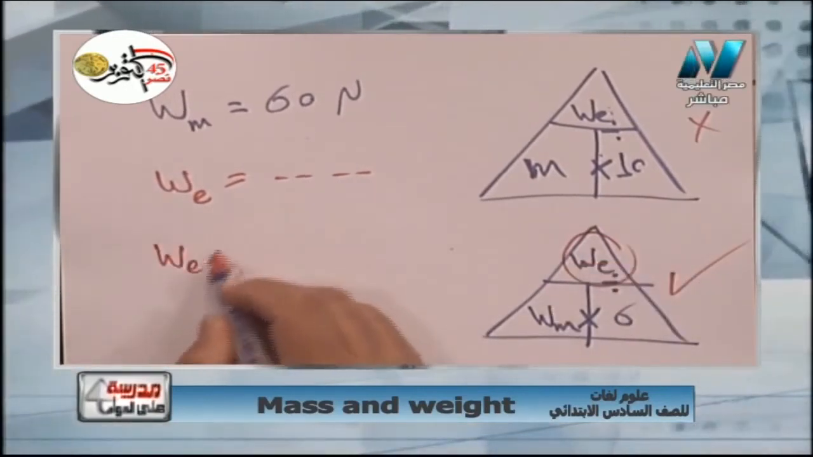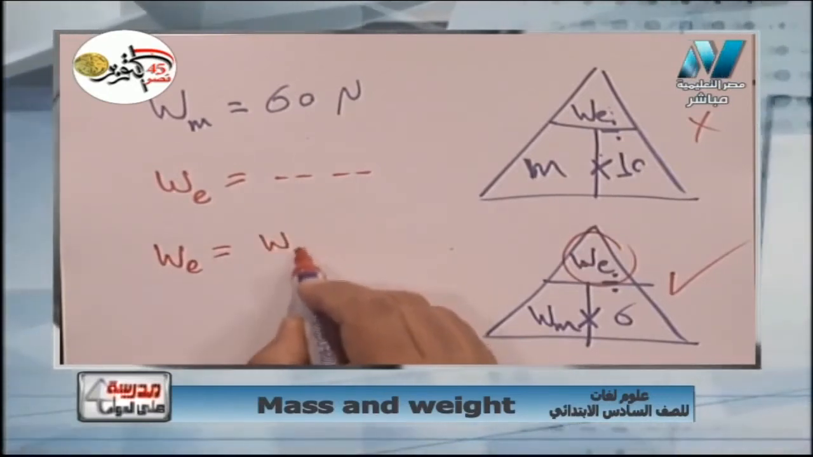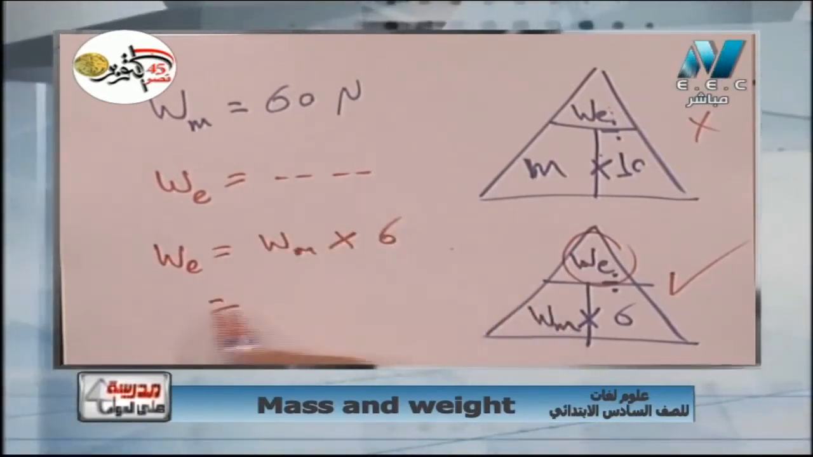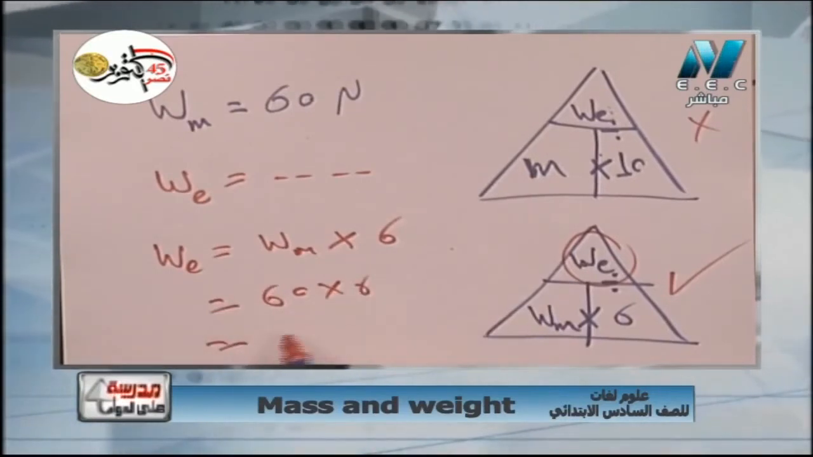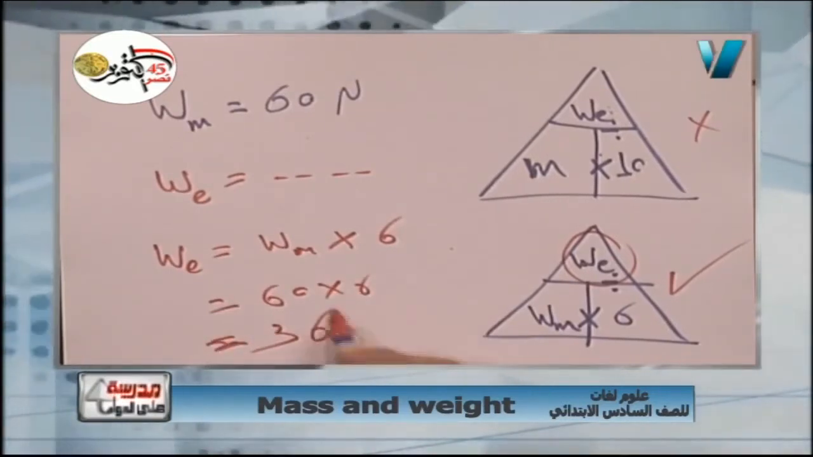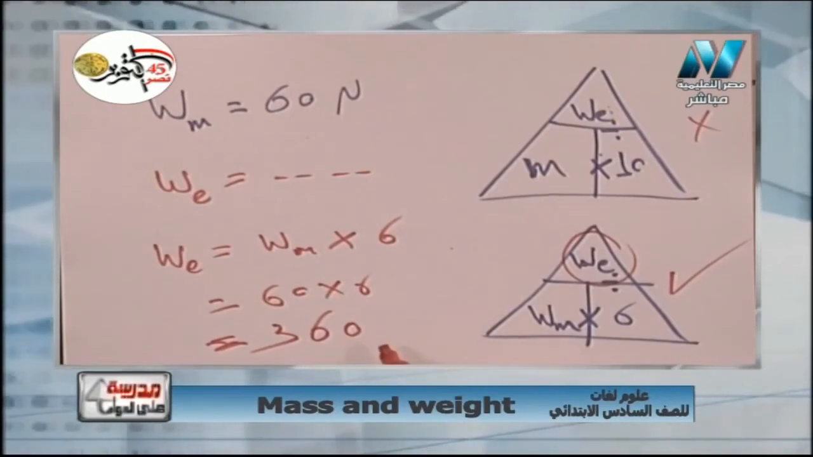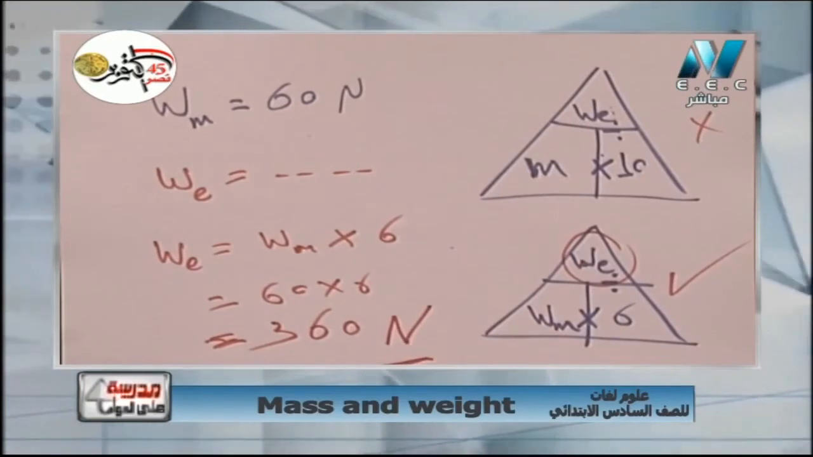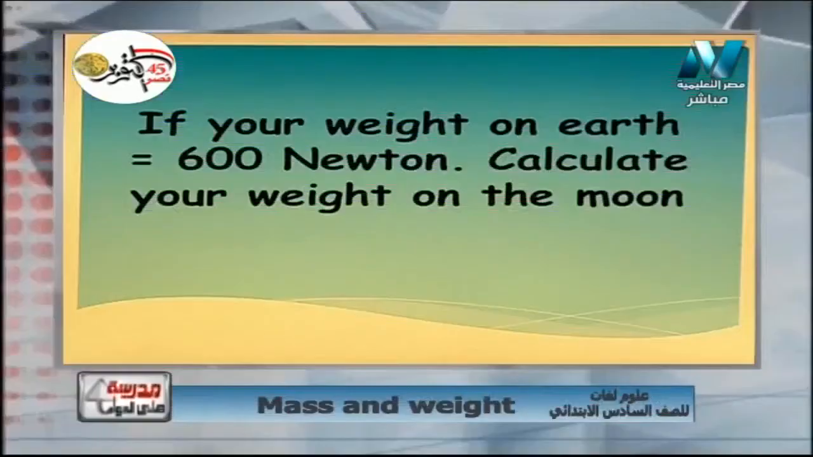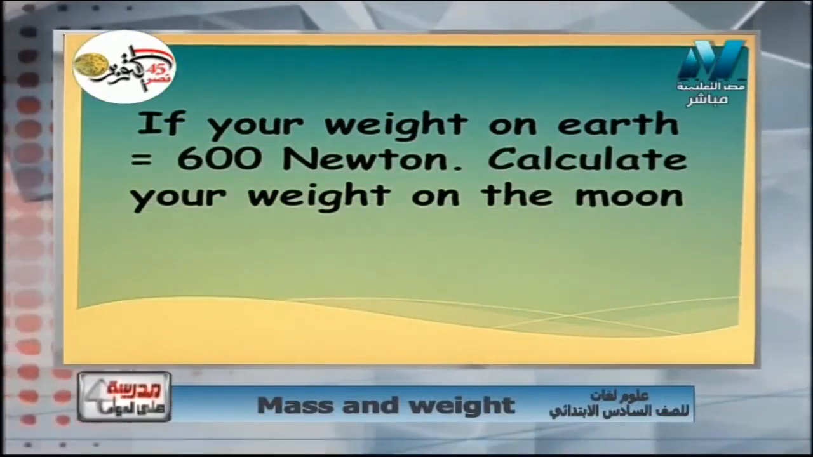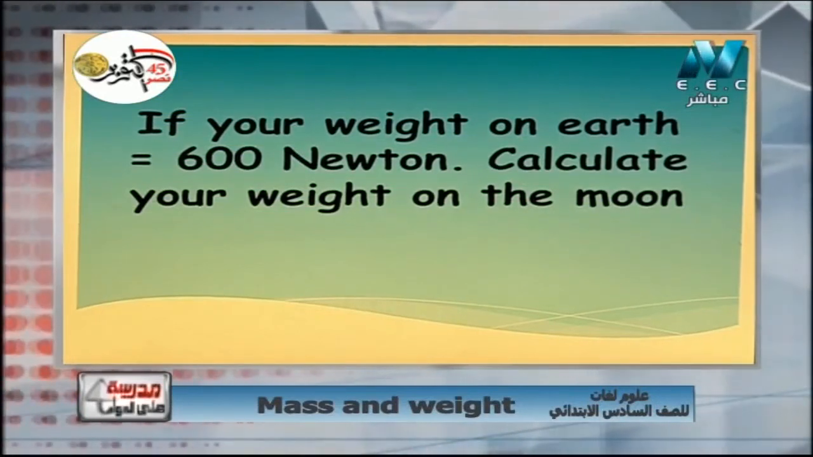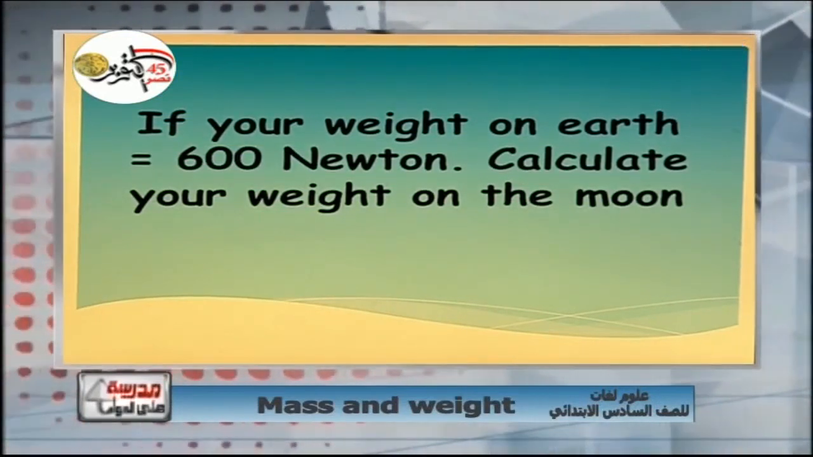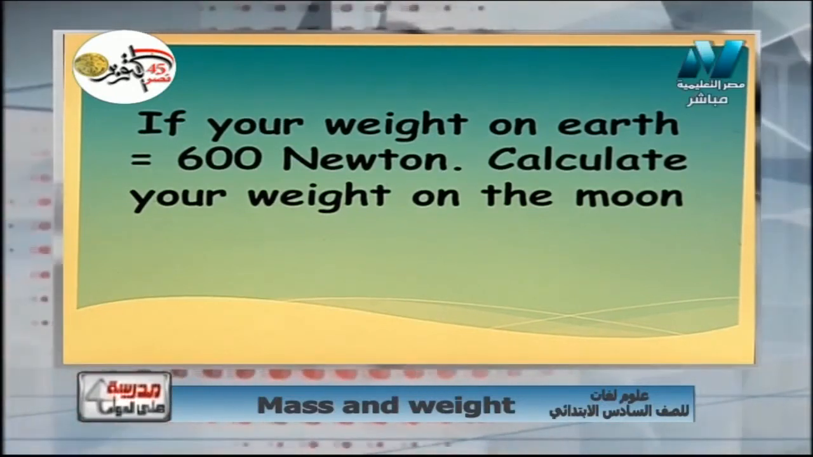So weight on the earth equal what? Weight on the moon multiplied by 6. So it will be 60 by 6 equal 360 نيوتن. ناخد بالنا برضو كويس قوي، دايما بكتب مع الويت نيوتن even if حتى لو كان weight on the earth and weight on the moon. So now another problem, I think it will be the last problem. If your weight on the earth equal 600 Newton, calculate your weight on the moon.